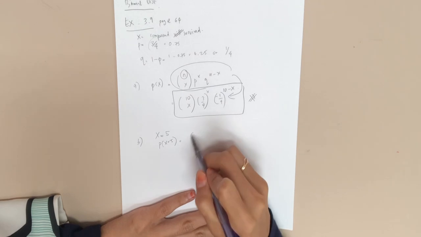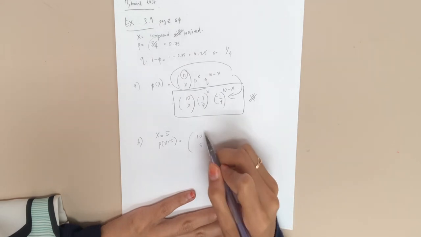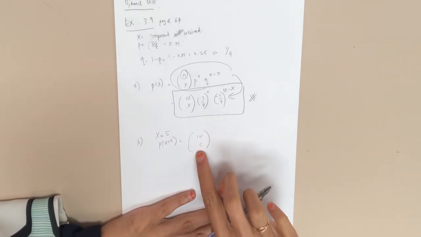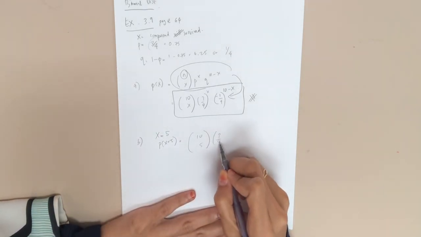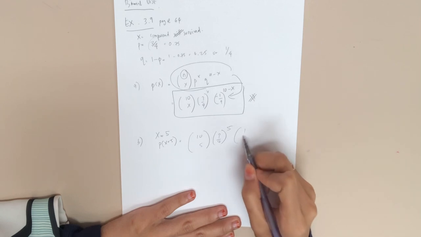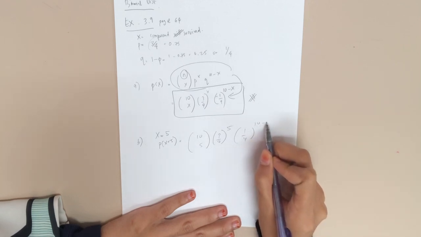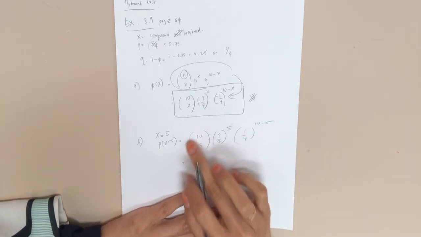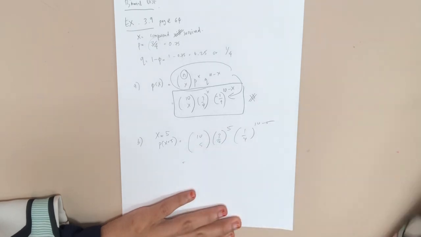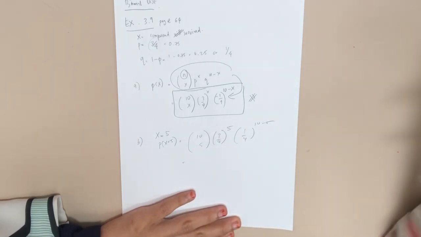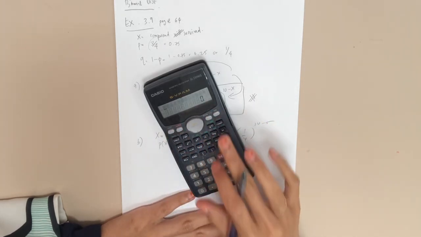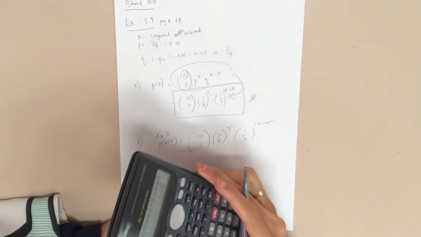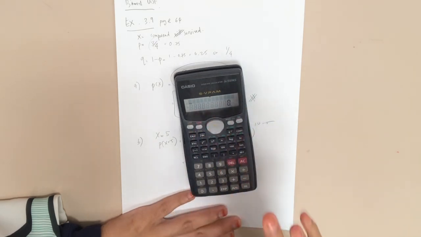Alright, so we have 10, we have 5 down here. Your x, you just replace x with 5. So 3/4 power 5, 1/4, 10 minus 5. So how to get the value of this? I already showed you before, but now I can show you again. See carefully, I'm using this calculator.